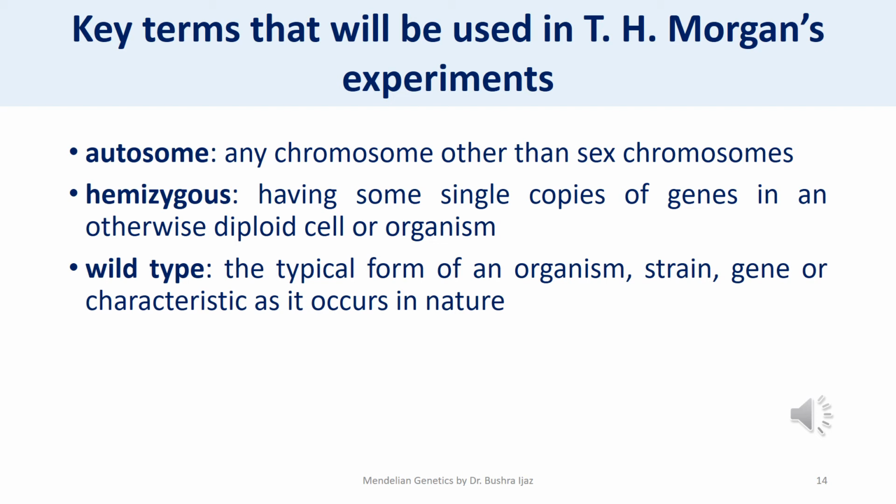Then they will be using the term hemizygous. Hemizygous are the individuals that have single copies of the genes in an otherwise diploid cell or organism. And then we have wild type. This is the typical form of an organism, strain, gene, or characteristic as it occurs in nature. So let's look at Morgan's experiment in detail and also see how we can develop a Punnett square for the inheritance of the red eye color gene in Drosophila.